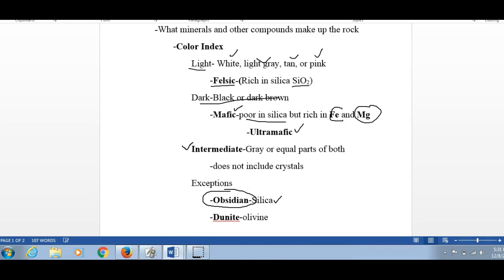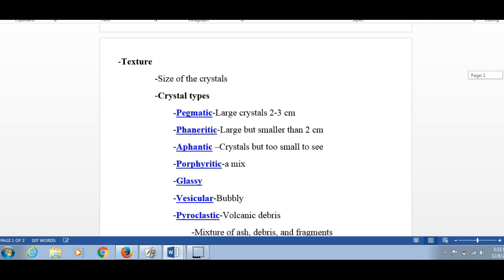So if we keep going here, I'm going to erase this. So color is a really good way to characterize igneous rocks. And we can also look at texture.